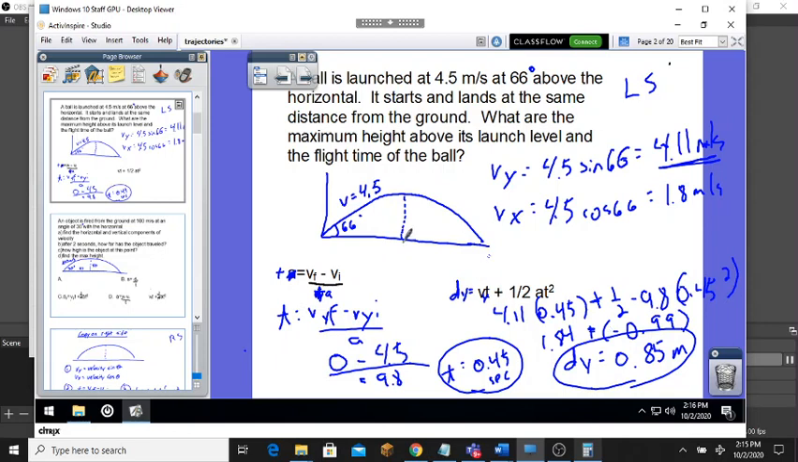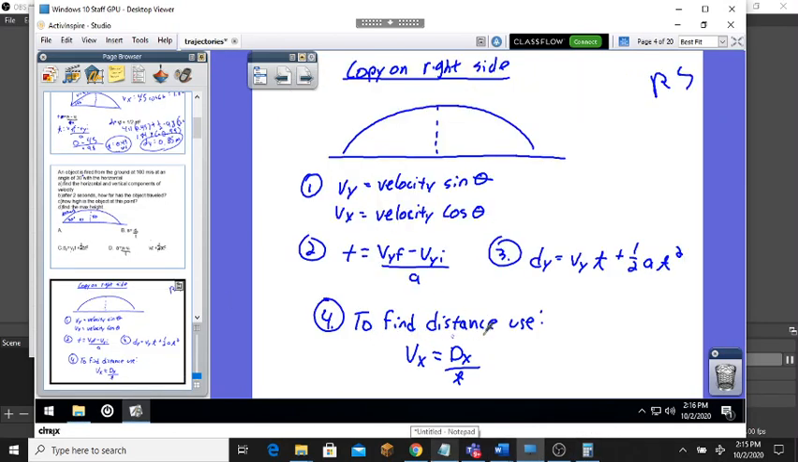So this told me how high up it went, which was 0.85 meters. Now we're going to go into the fourth step. If we look at the fourth step in the notes, it is Vx equals dx over t.